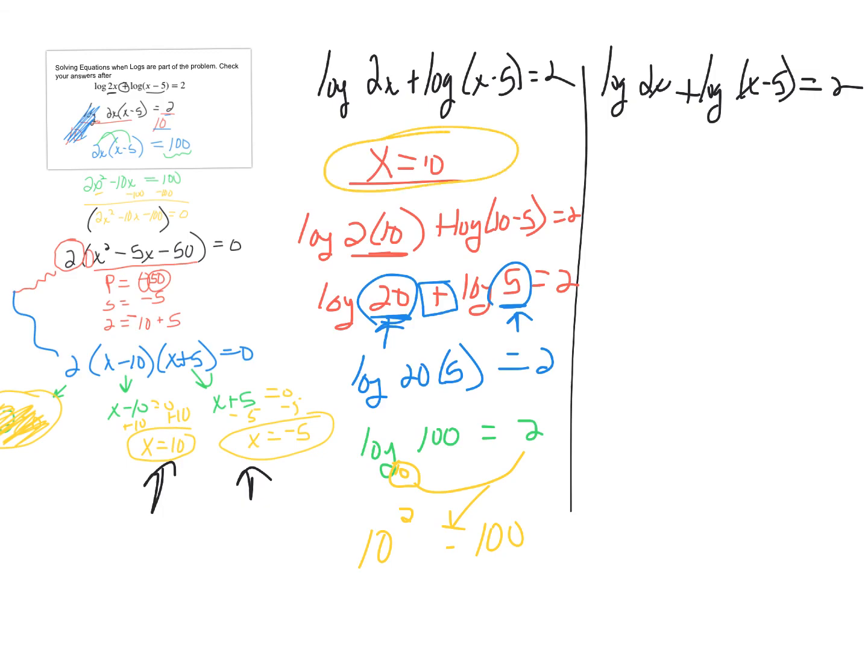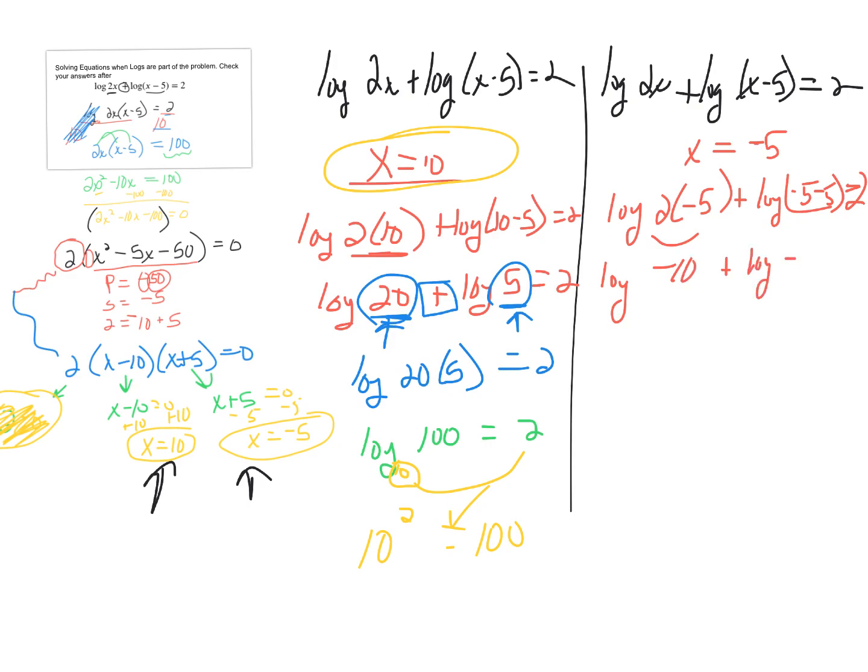Now let's go to the other side, where the other answer I got was x is equal to negative 5. So let's plug it in. So we're going to start with log 2 times negative 5 plus log of negative 5 minus 5 is equal to 2. Oh, had to squeeze it in there. Now, when I put this together, I'm going to have log of negative 10 is equal to 2. And there's where my warnings go up. I have a log of a negative.